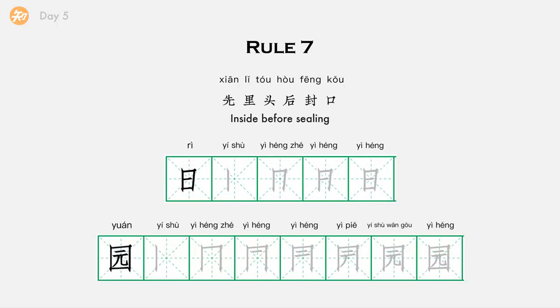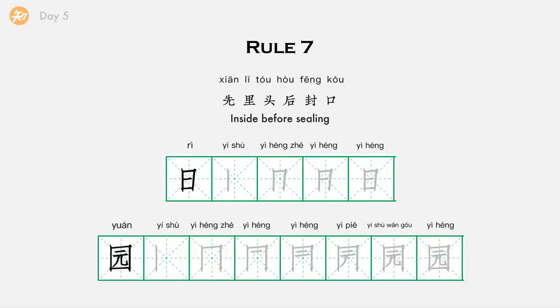We have those characters that look like something inside a square, so this type of characters should abide by this rule. Let's take a look at the first example. 日, which means the sun. The correct order is 一竖，一横折，一横，一横。Now, the second one is 园, which means garden.